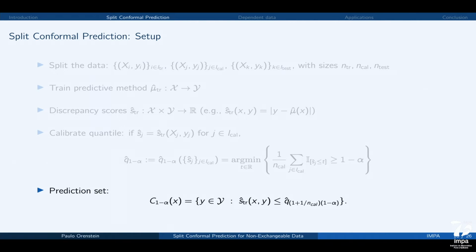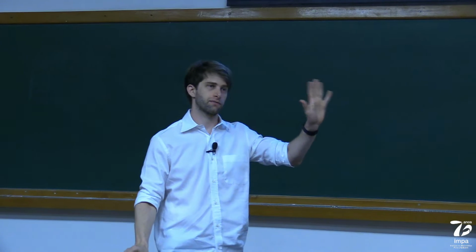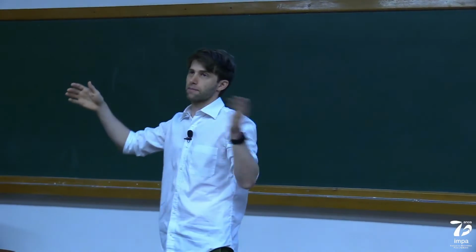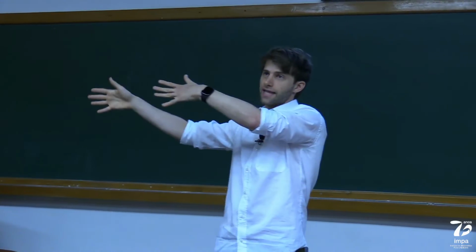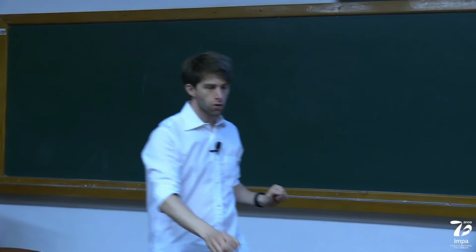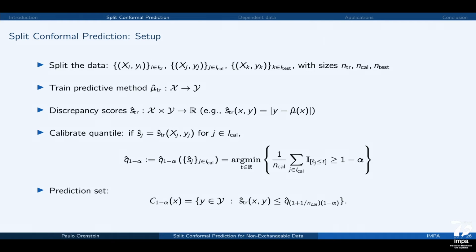I'm going to turn the lights back on so we go through these things once more for our specific example. For us, X is our MRI exams and the Y's are the volumes. So we have this data for many, many patients. We're going to split it into 3 groups: the training group, the calibration group, and the test group. We're going to train a prediction method on our training data. Then we're going to pick a discrepancy score. Let's say we keep the L1 error here. We're going to find this 1 minus alpha quantile defined this way. Or actually, we're going to find the 1 plus 1 over n cal times 1 minus alpha quantile.